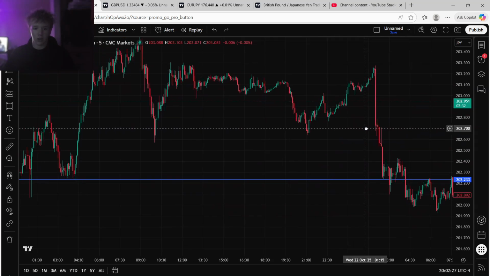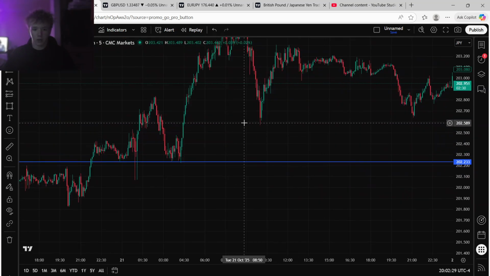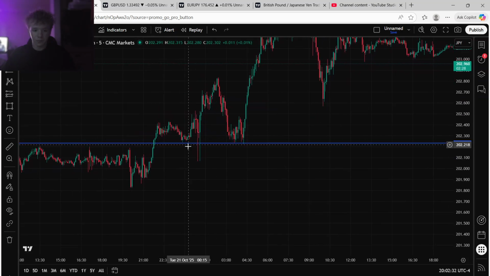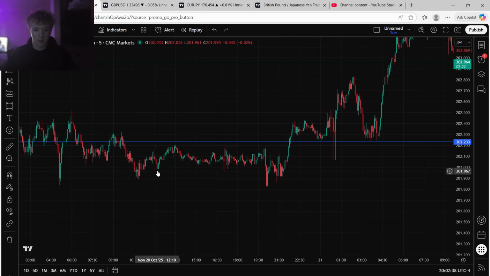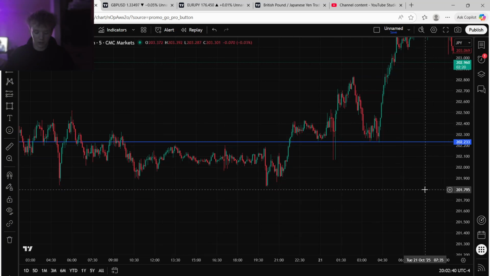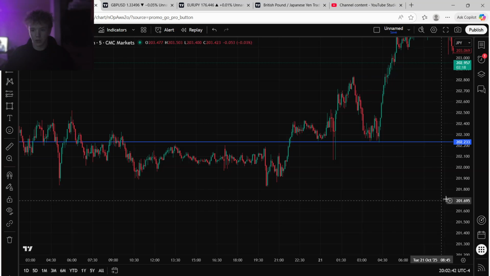But no, let's go to another example, maybe a bigger example. Ooh, that would have been a good example. But even here, this is exactly how you'd actually put this trade together.